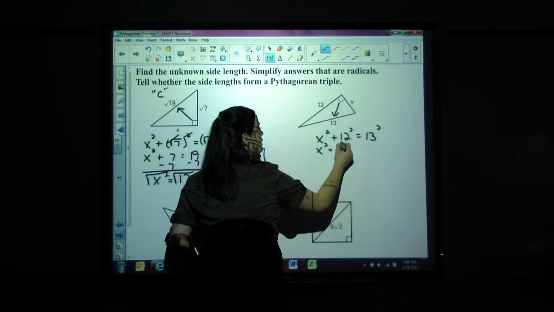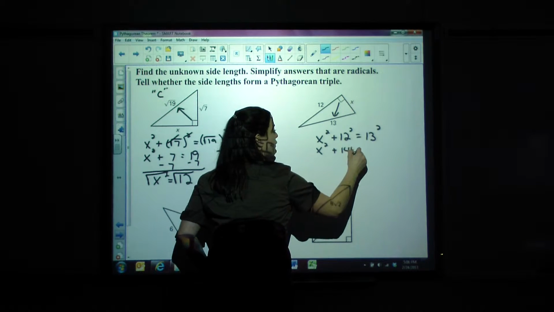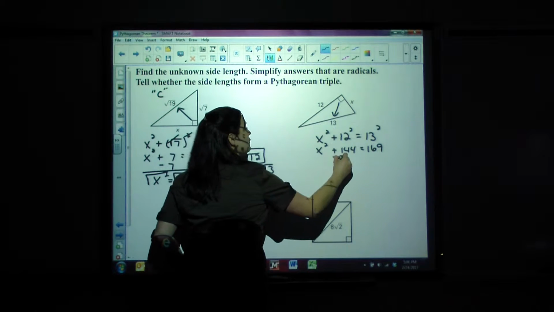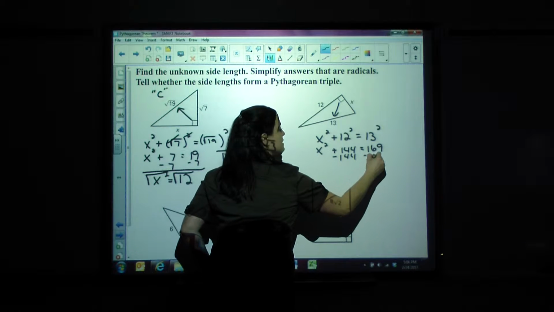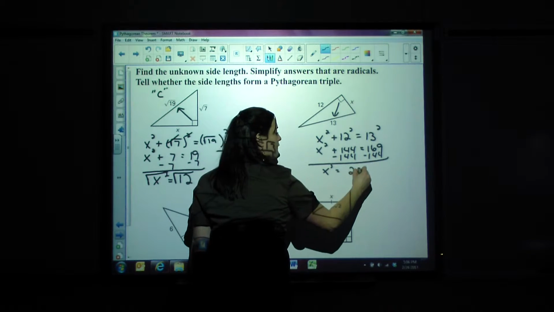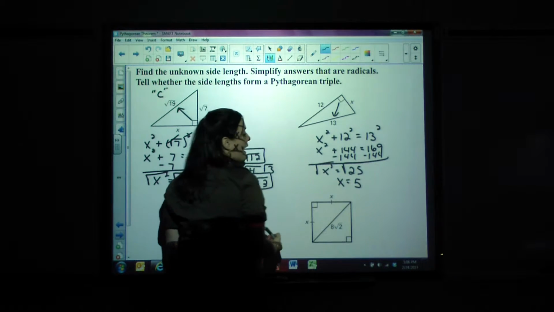x squared plus 144 equals 169. So if we get the x by itself, we're going to subtract 144, and we find that x squared equals 25. If we square root, we get x equals 5.